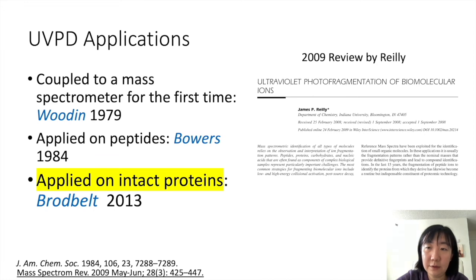After that, more and more studies of UVPD for biomolecules were published. You can read this 2009 review to get more idea about that. People tried different UV wavelengths. People coupled UVPD to different mass analyzers, FTICR, TOF, and so on. And then, in 2013, Brodbelt reported an application of UVPD on intact proteins.